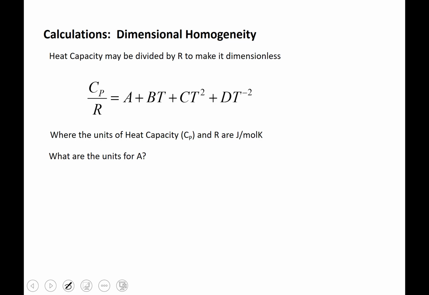Okay, so let's do a calculation here. Heat capacity can be divided by the gas constant to make it dimensionless. Obviously we're talking about the molar heat capacity, or you have to have your R in units that are the same as the heat capacity. So here we go. If the units of heat capacity are joules per mole Kelvin, and the units for R are also joules per mole Kelvin, then what are the units for A? Can you answer that? There are no units on A.